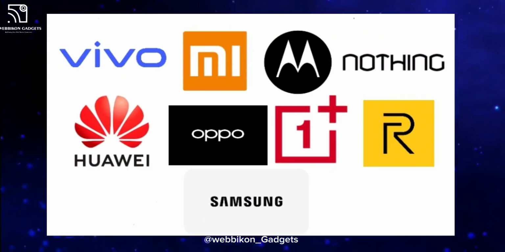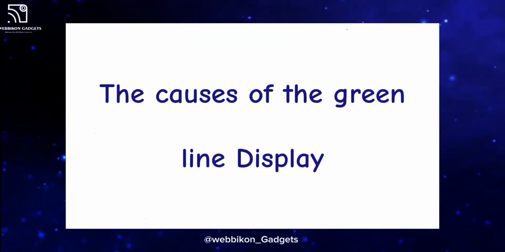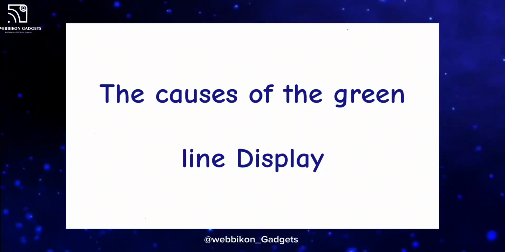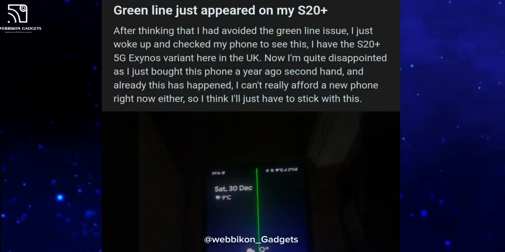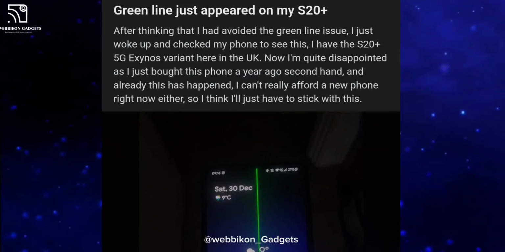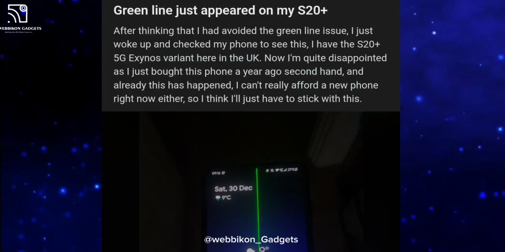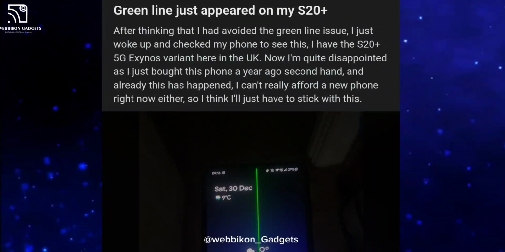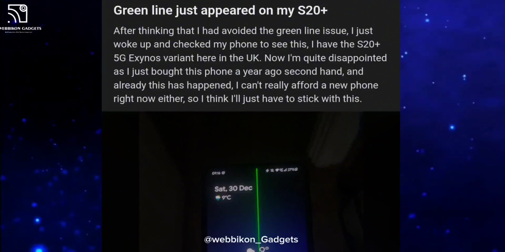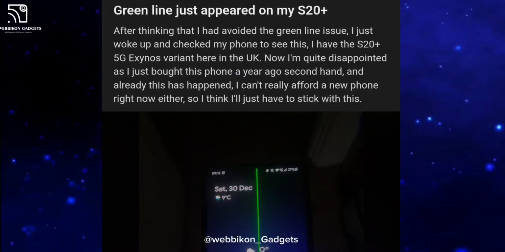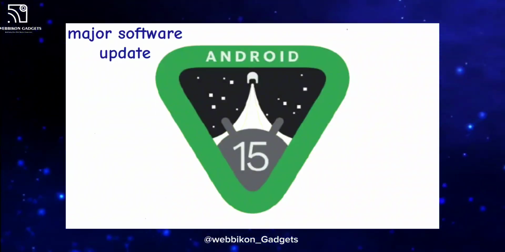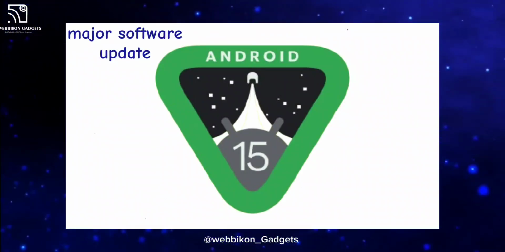Now, this leads to the causes of this green line display. The green line issue on these phones is actually a hardware problem and not the AMOLED display itself. You see, this green line display cannot be fixed by software, okay? But one of the major reasons why there's a green line on your screen is because of a major software update. When you do a major software update, you understand?